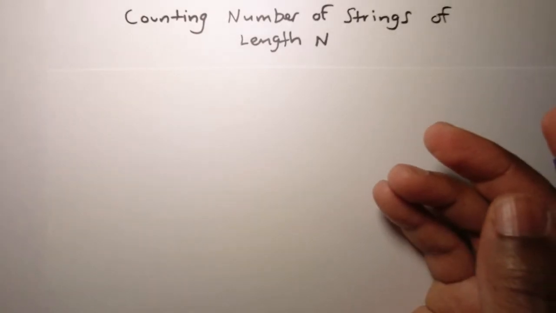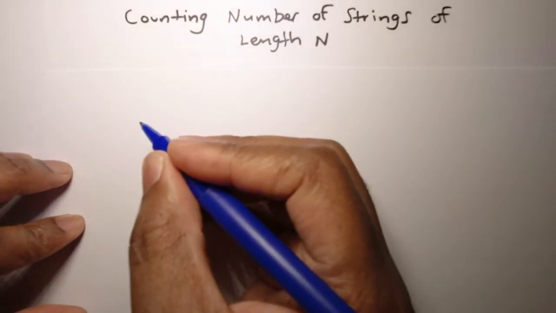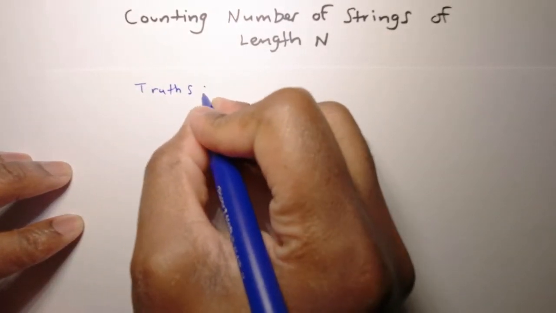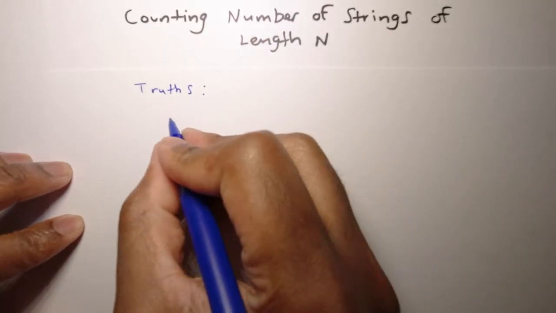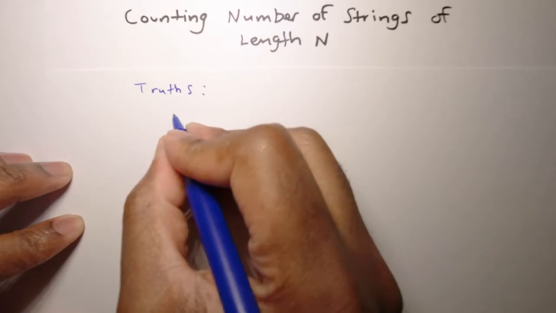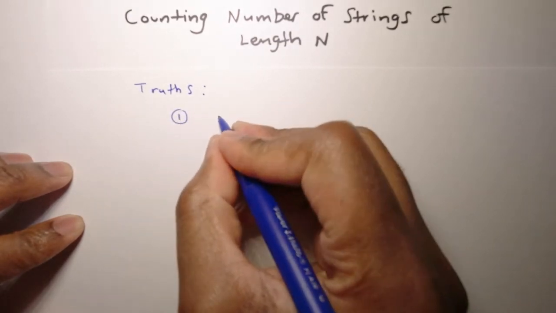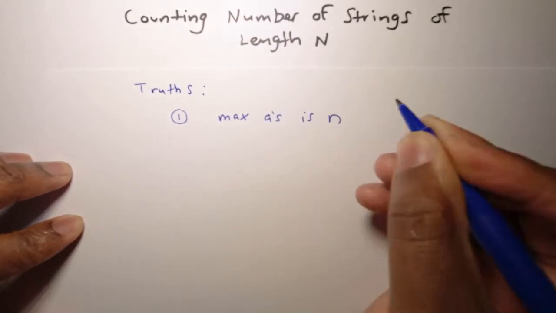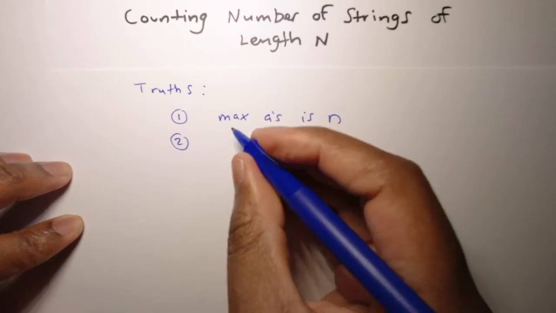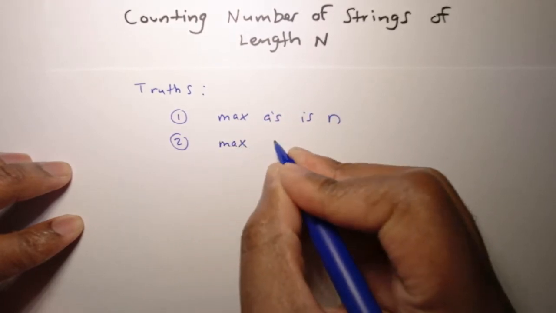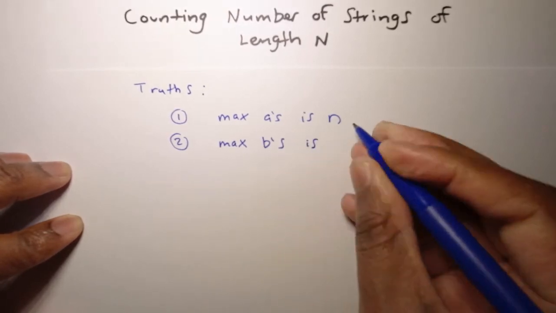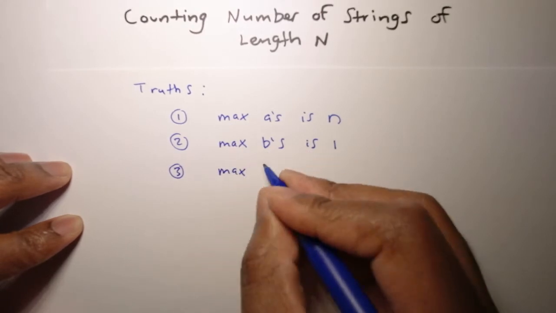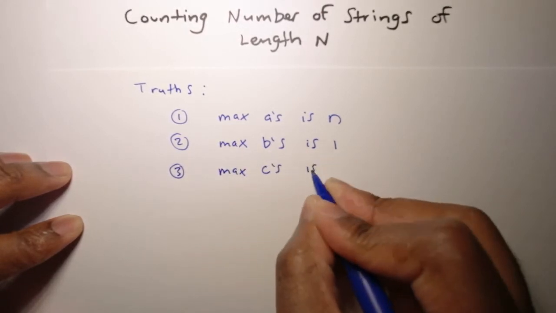Before we get started, let's look at some truths, examples, and then methods. Truths. So what do I know is absolutely true in this situation? The first thing that I know is that the maximum number of possible A's is n. The second truth is that the maximum number of B's is 1. The third truth that we know for sure is that the maximum number of C's is 2.